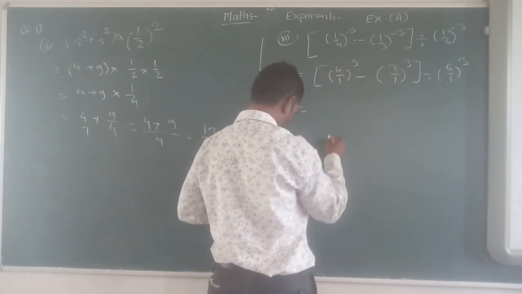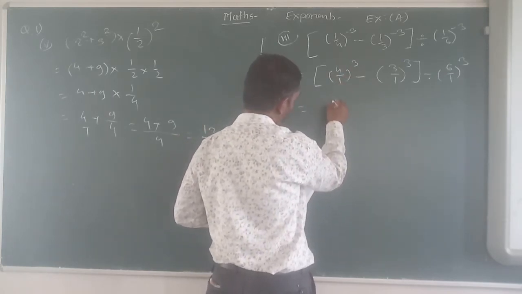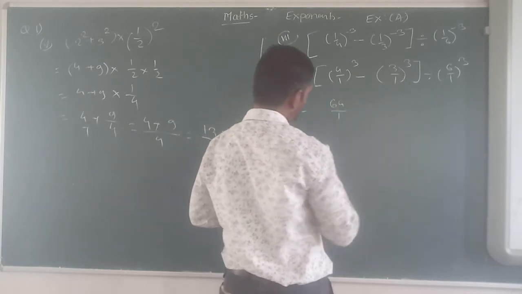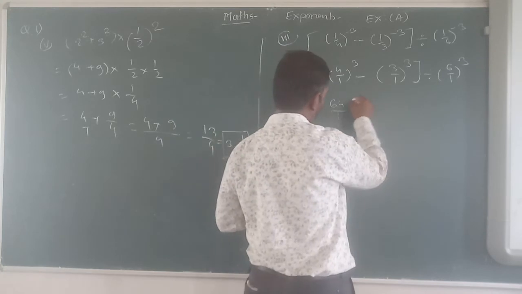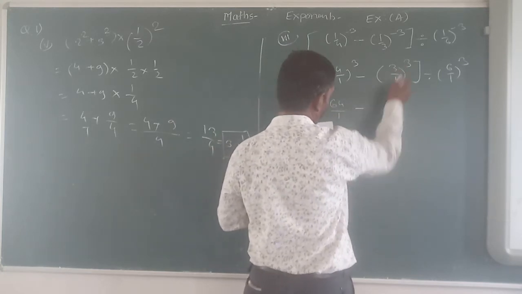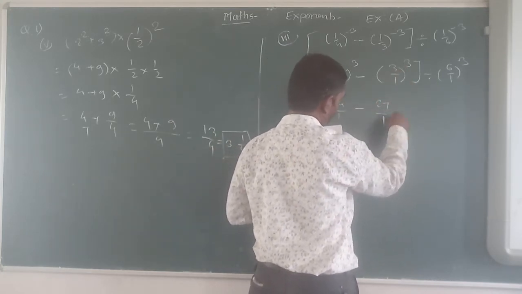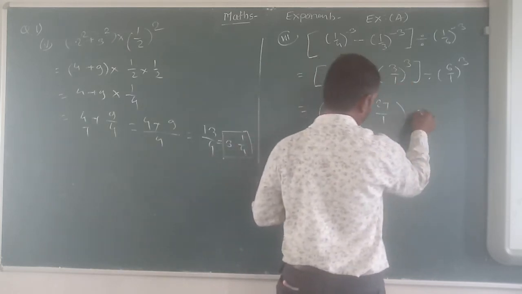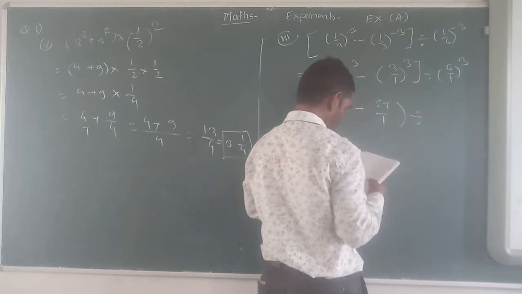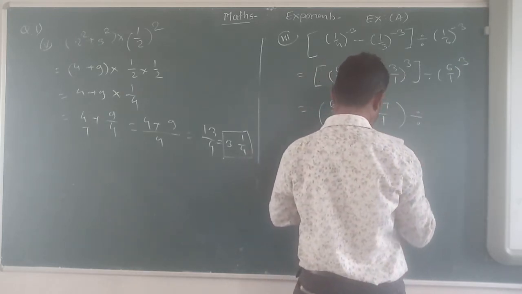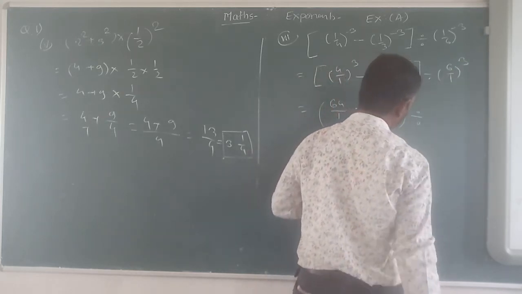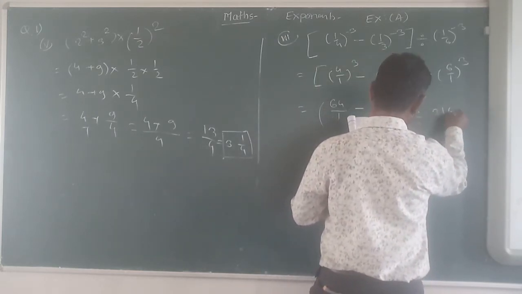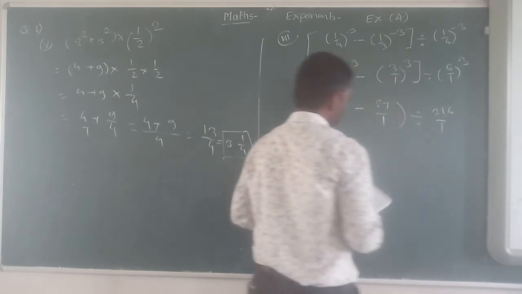Okay, so 4 cube is 64. 1 cube is 1. Minus, here 3 cube is 27 upon 1. 1 cube is also 1. Then here divide by 6 cube. Divide is there, so 6 cube is 216 divided by 1, because 1 cube is 1.